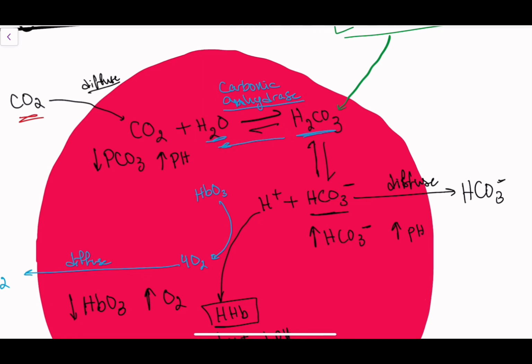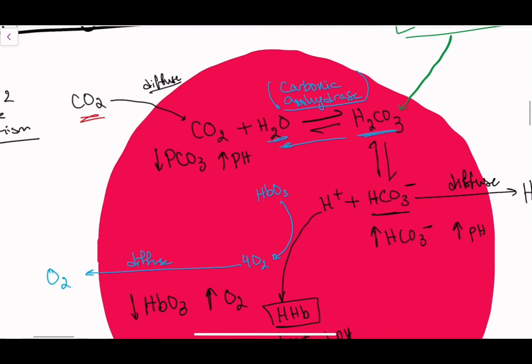And the enzyme used to do this is carbonic anhydrase. So carbonic anhydrase is used to form this mechanism. Now, when this happens, we decrease the PCO2. So we are decreasing the CO2 that's found in the blood, and we are increasing the pH.